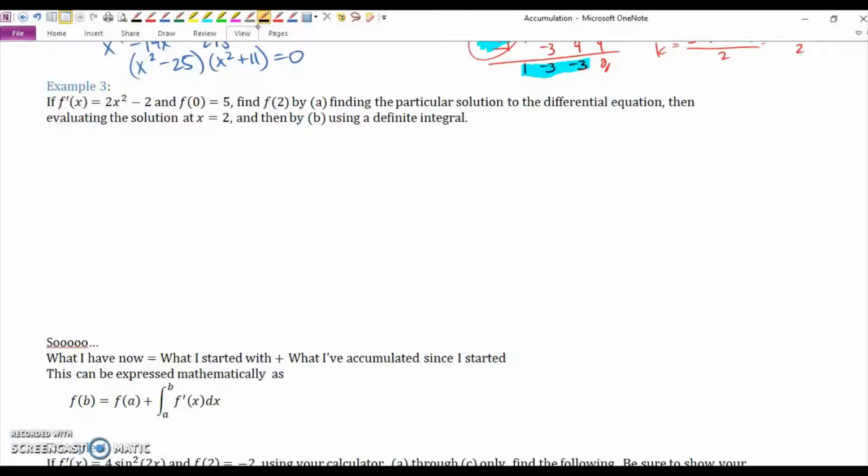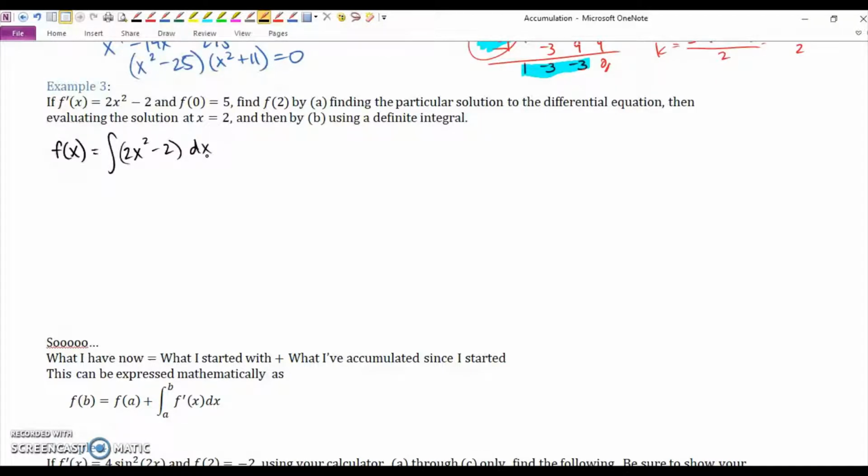This is kind of a fun problem because it gives you f prime, which is the rate the y's are changing at, but then it gives you f of 0. So kind of putting everything back into it. Let's find a particular solution to the equation and evaluate at x equals 2. So they give you the derivative, and they say f of 0 is 5. What's f of 2? One easy way to do this would be to say that if you gave me the derivative, then if I integrate that derivative, I should have f of x, right? So there you go.